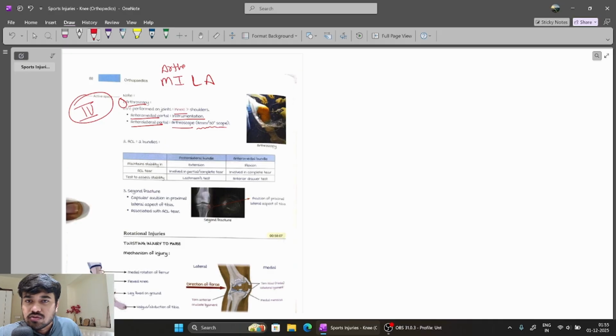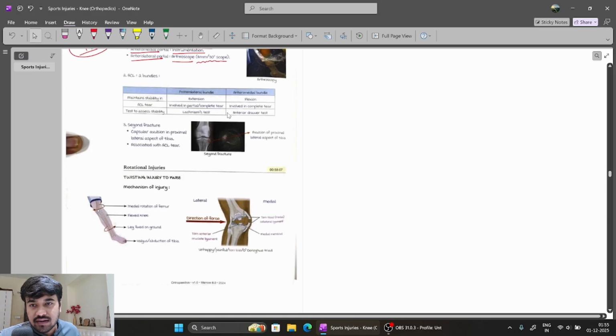So, arthroscope mila, okay. Anteromedial portal is for instrumentation and anterolateral portal is for the arthroscope itself. So arthroscope mila is the mnemonic to remember from which portal what do we insert. Arthroscopy is most commonly done on the knee joint, followed by the shoulder joint, right?